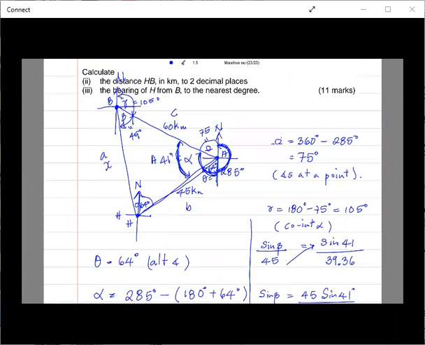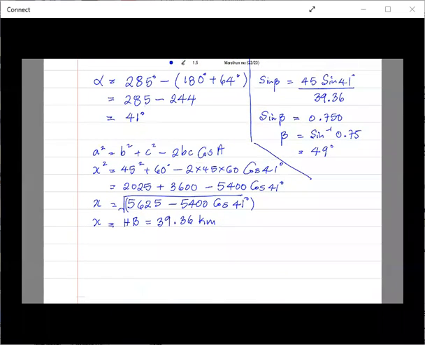So now I can say, to end the question, the bearing of H from B is equal to 105 plus 49. The answer is 154 degrees. The bearing of H from B is 154 degrees.